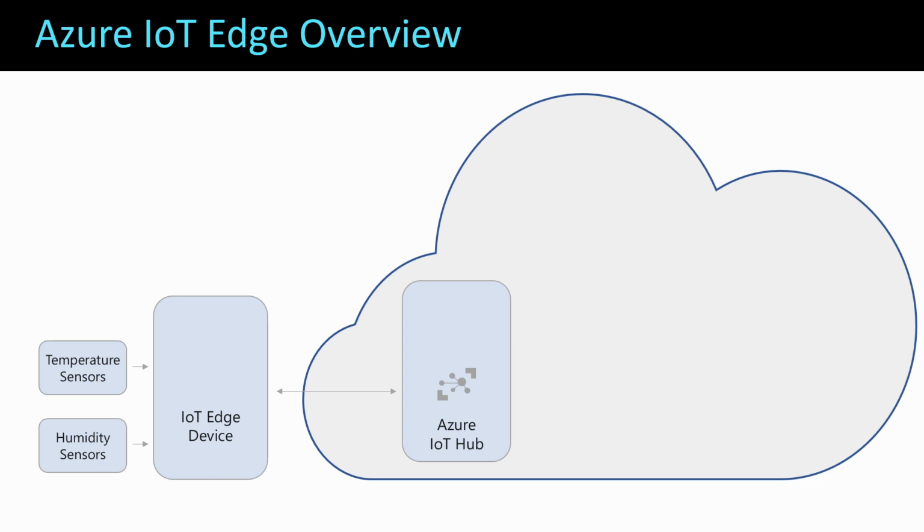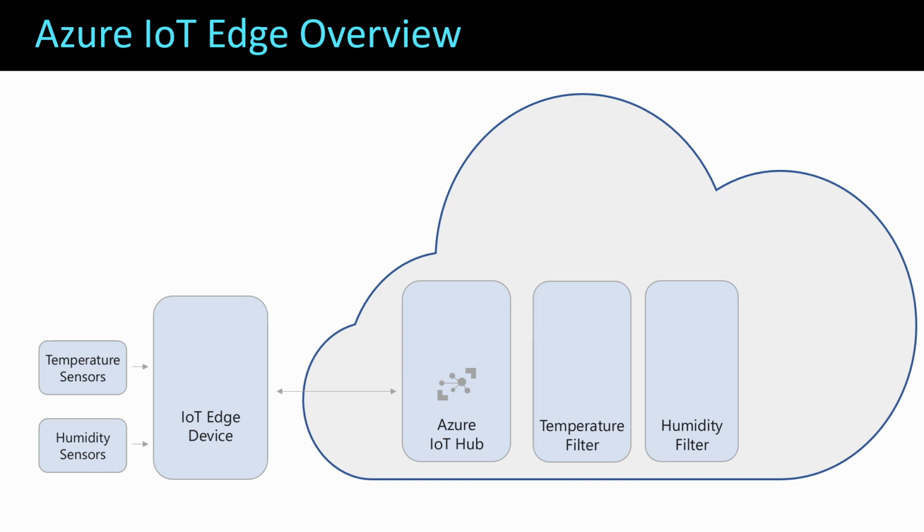So you have an IoT Edge device. In this scenario that we're going to go through, we're going to have two sensors. We're going to have a temperature sensor, and then we have a group of humidity sensors. This Edge device is connected to Azure IoT Hub.